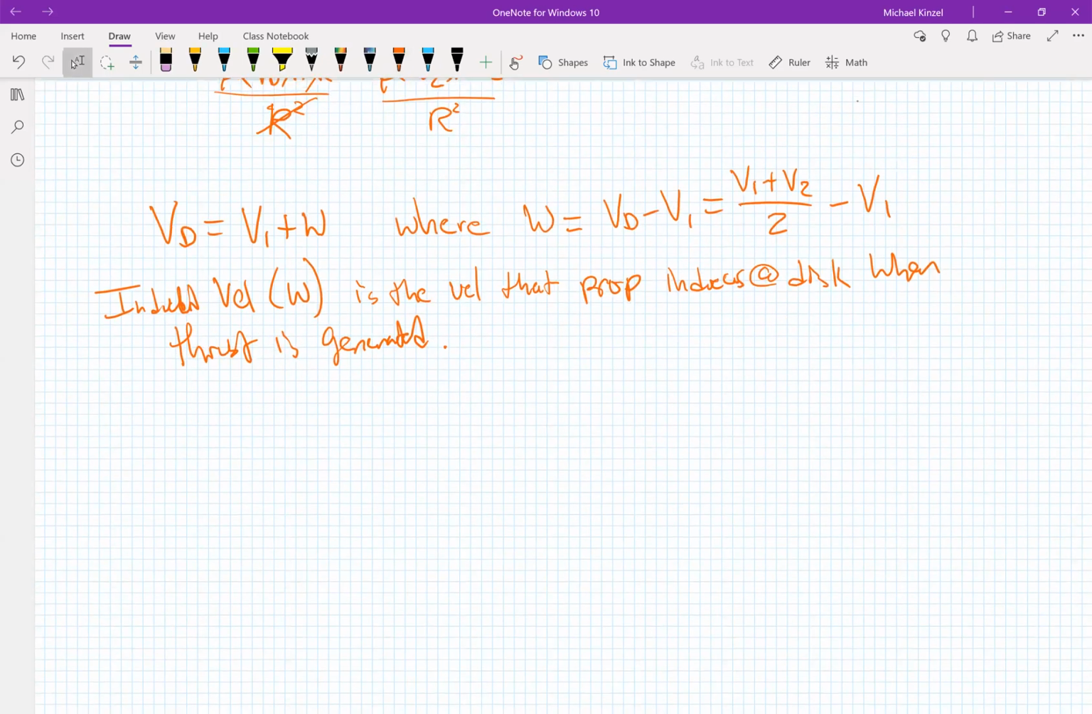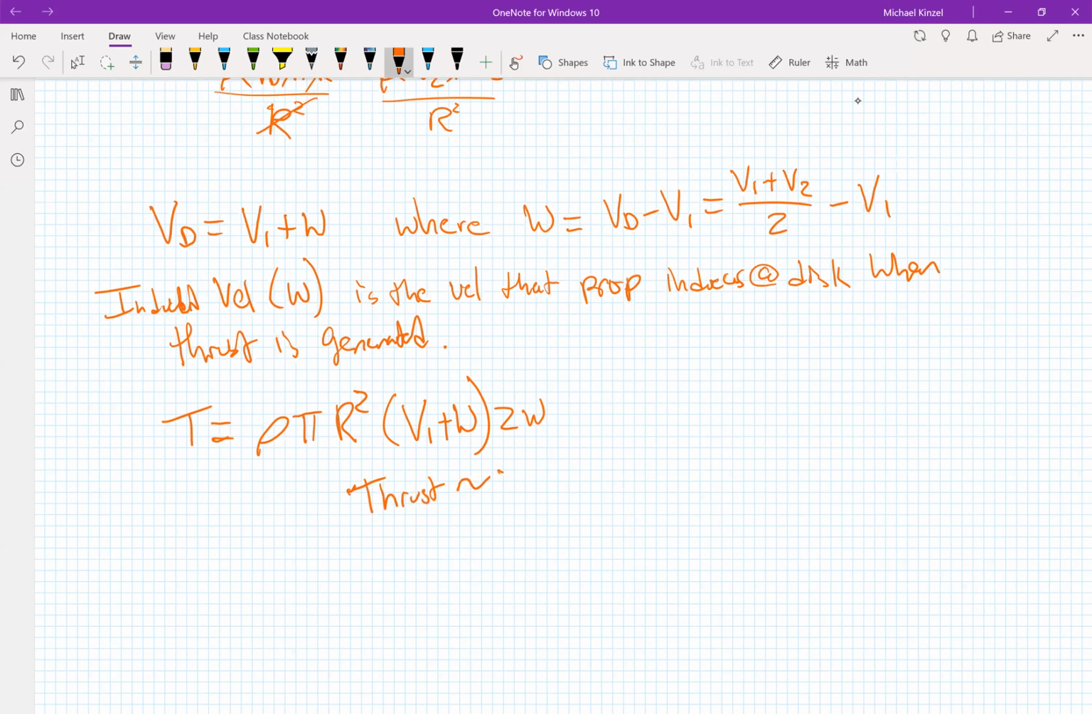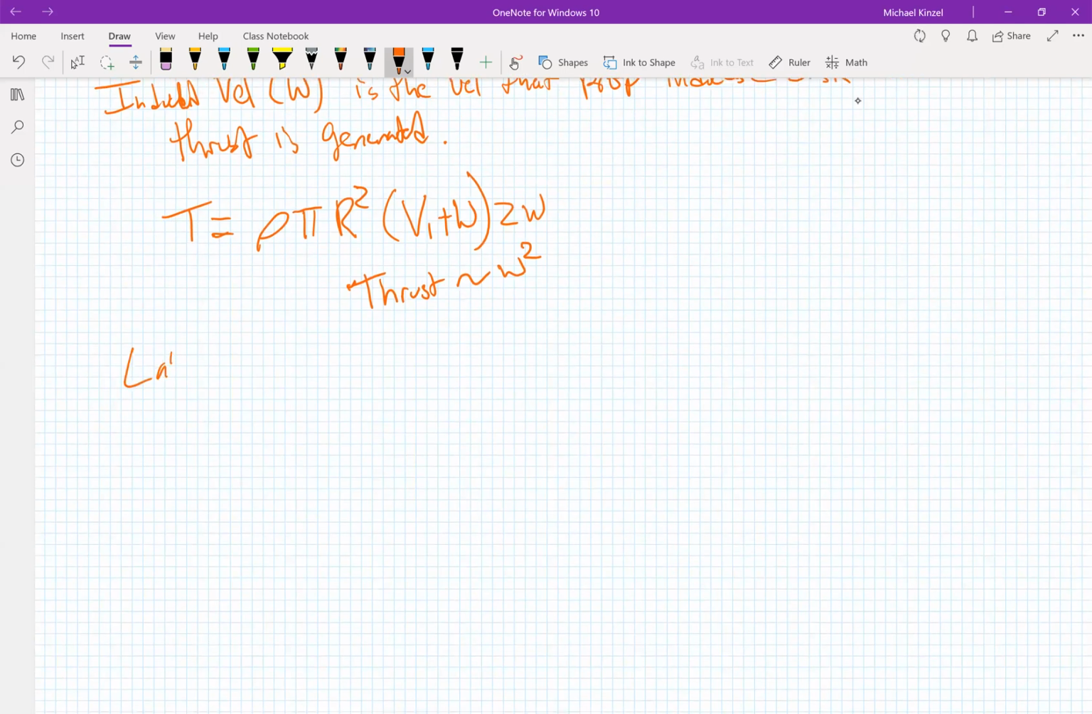When you write things in terms of induced velocity, you could write that thrust is given exactly as rho times pi r squared times the velocity at the disk, or V1 plus W, times 2W. What this implies is that thrust is directly proportional to the induced velocity at the rotor disk. And lastly, you could also write this in terms of power. This is called an induced power, which is given as thrust, force, times the velocity it's generated at, or the velocity at the disk, V1 plus W.